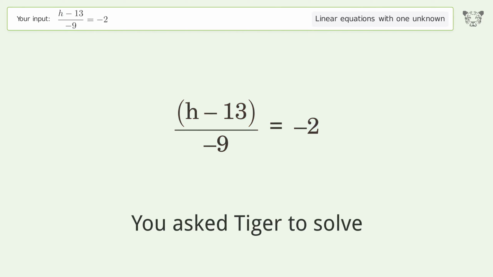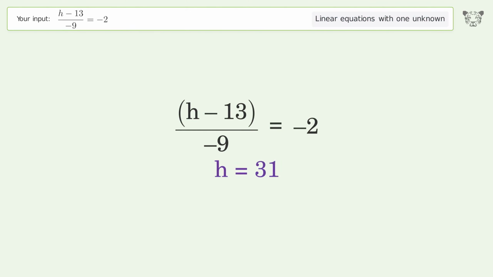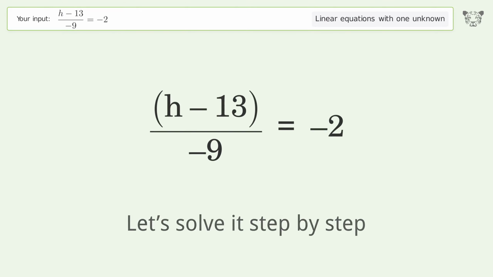You ask Tiger to solve. This deals with linear equations with one unknown. The final result is h=31. Let's solve it step by step.